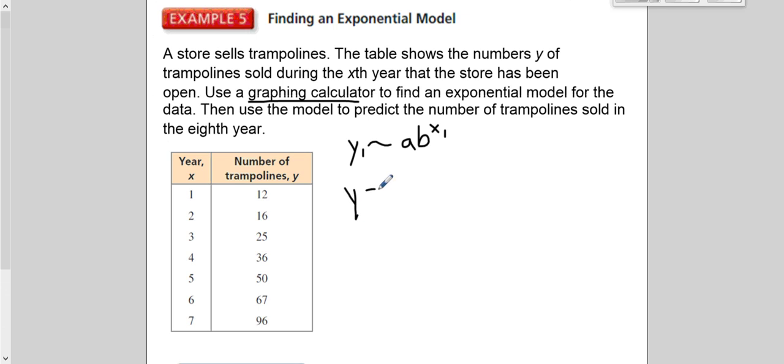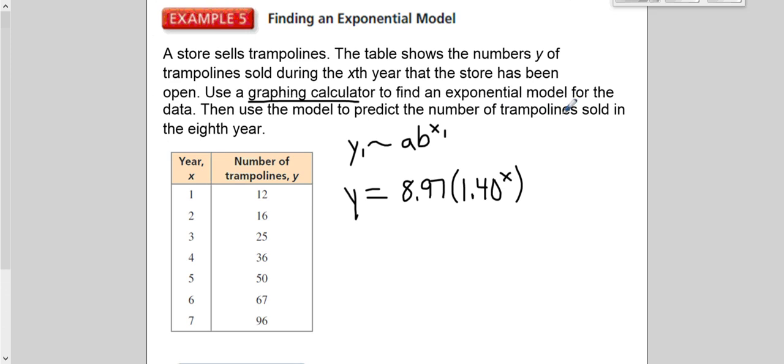So we get our equation, y equals, let's go with 2 decimal places, 8.97 times 1.40 to the x power. So we found our model.